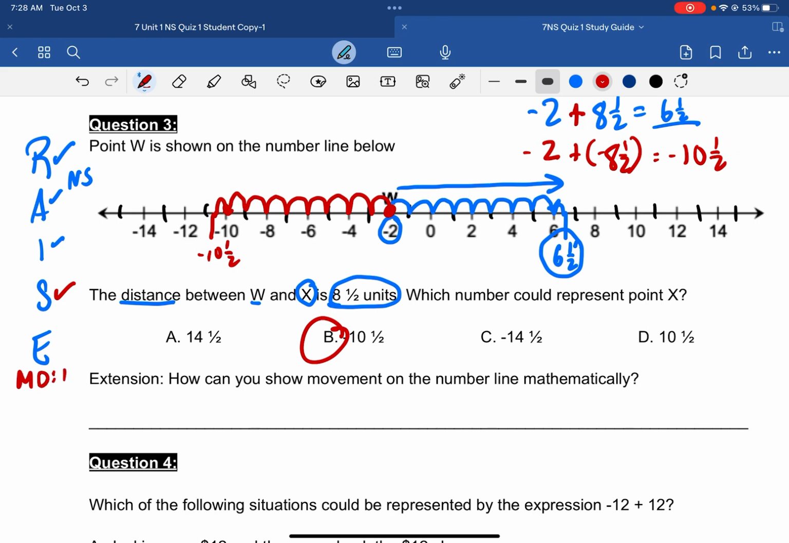Main distractor, D, confused positive with negative. And just like that, we are done with question number 3. Let's move on to question 4.